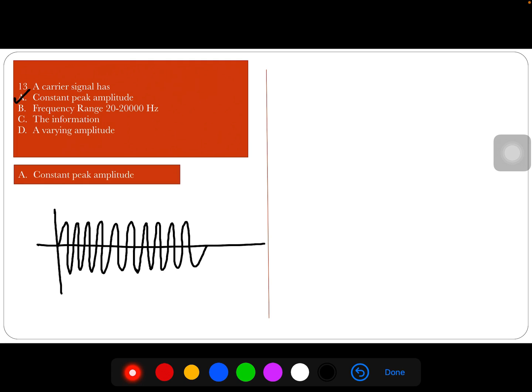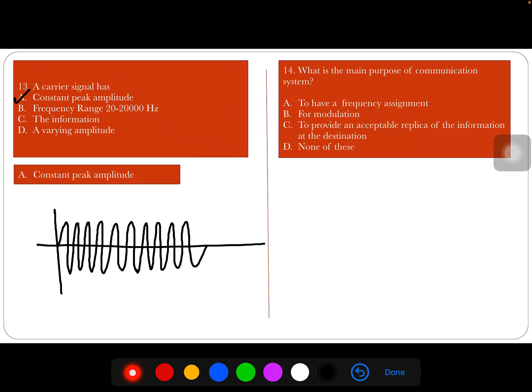Next question. What is the main purpose of communication system? See, the main purpose of any communication system is to transmit the signal successfully from the transmitter side to the receiver side. Okay, that means the receiver should receive the same signal that has been transmitted from the transmitter end. So an exact replica is acceptable at the receiver side. So the correct option is C. That is the most important objective of any communication system.